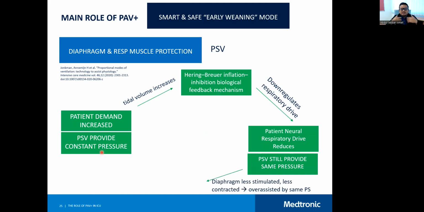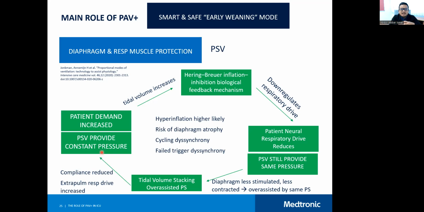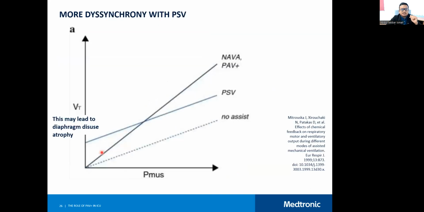And the diaphragm is less stimulated, less contracted, and because the assist is still the same, it will be over-assisted by the same pressure. We can cause tidal volume stacking, over-assisted pressure support. As time goes on, if compliance is reduced or extrapulmonary respiratory drive increases, when the patient demand increases, this vicious cycle can go on and cause a higher risk of hyperinflation than in PAV, risk of diaphragm atrophy because of the less stimulated diaphragm, and can also cause cycling and failed trigger desynchrony.